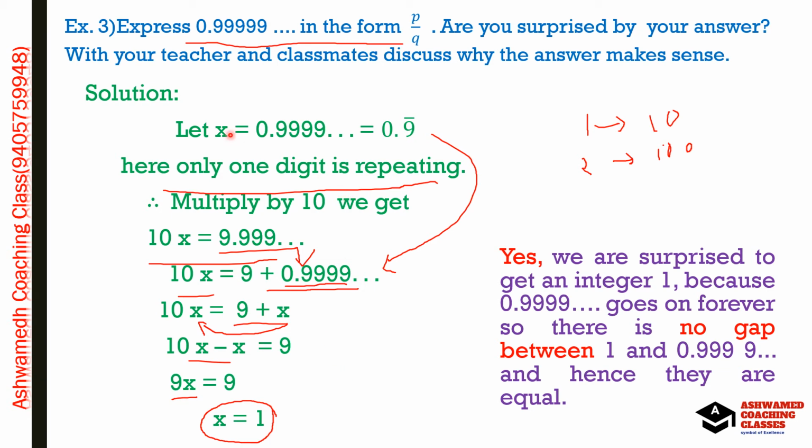So x equal to 0.999 and x equal to 1 are approximately the same. Got it? Because there is no gap between these two, since the nines go on forever. If we take the difference between these two, it is 0.000000 and so on, then 1. It is a very negligible difference, so we just neglect it, and therefore we take x is equal to 1. Got it?